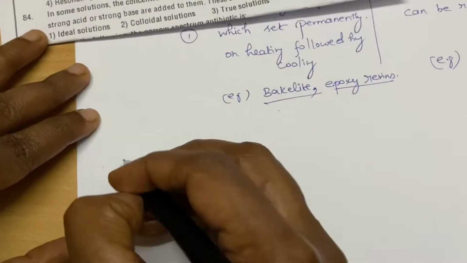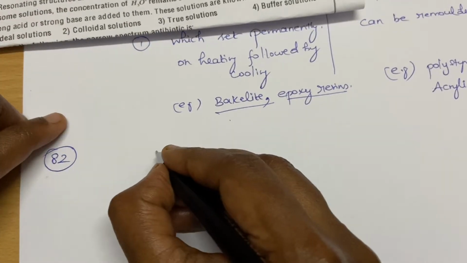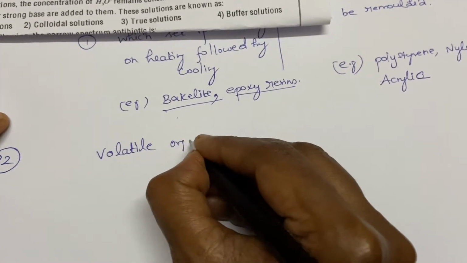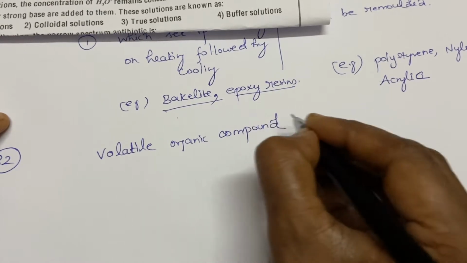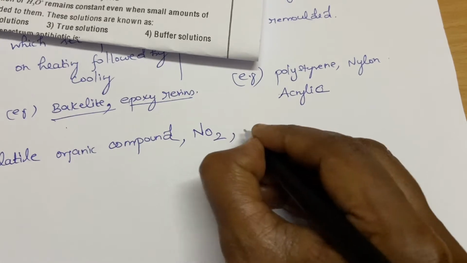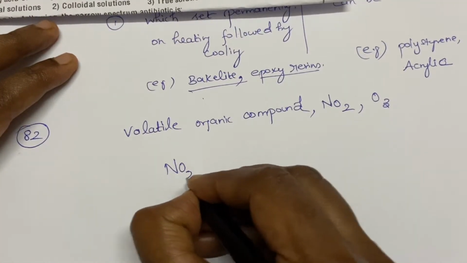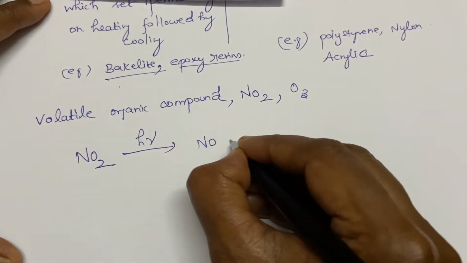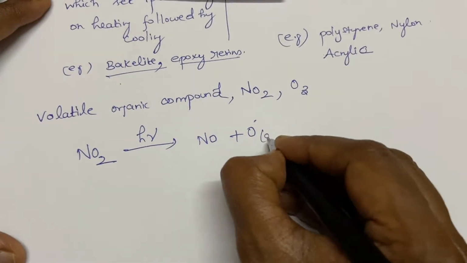See, what are photochemical smogs? Photochemical smogs are created by volatile organic compounds. It is a kind of pollutant created in the atmosphere, along with your nitrogen dioxide and ozone. So what happens here? When nitrogen dioxide is in the presence of sunlight, it gets dissociated into nitric oxide and a radical oxygen, which is a gas.